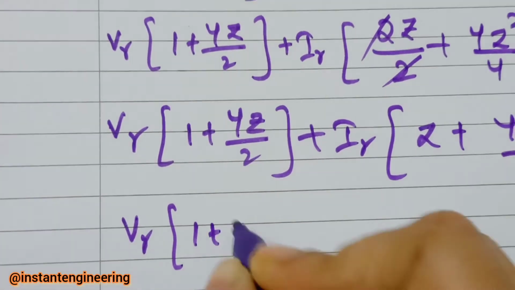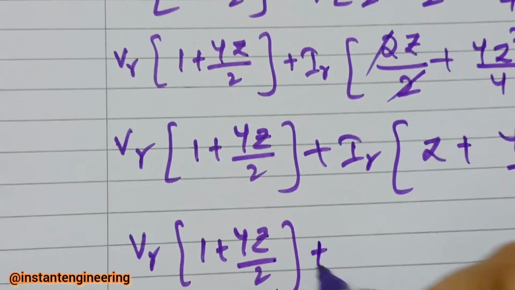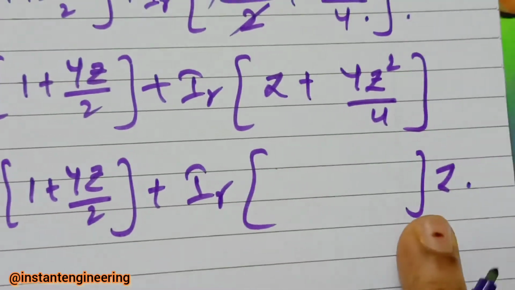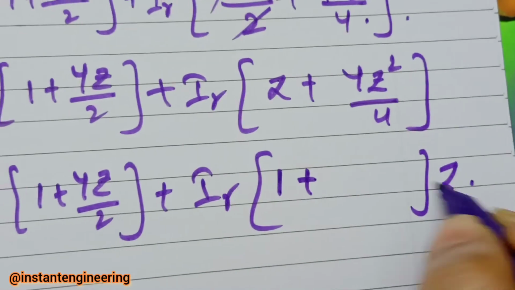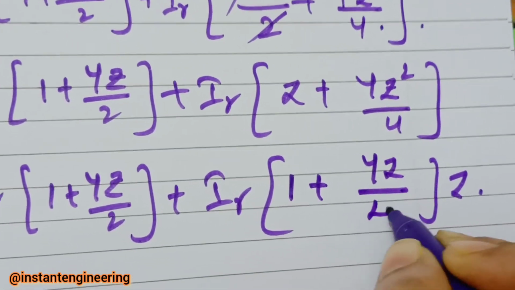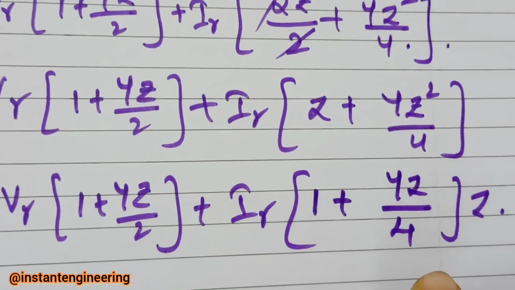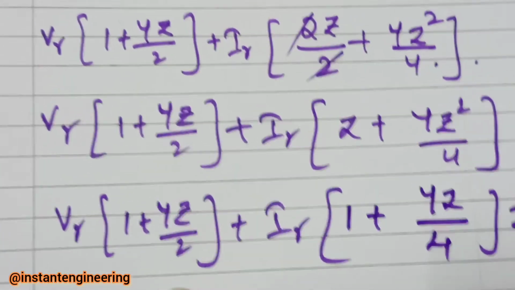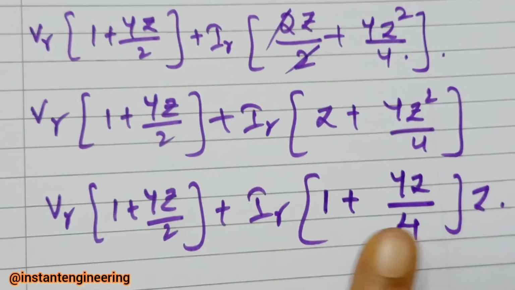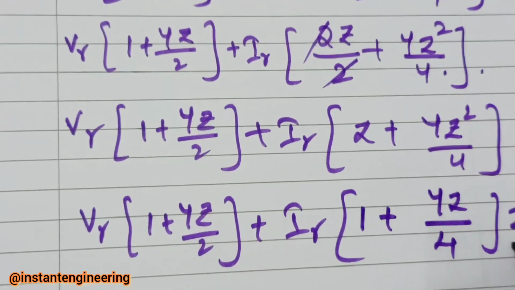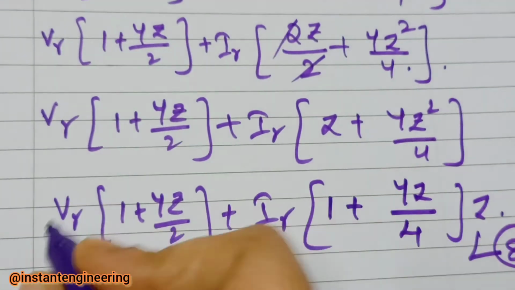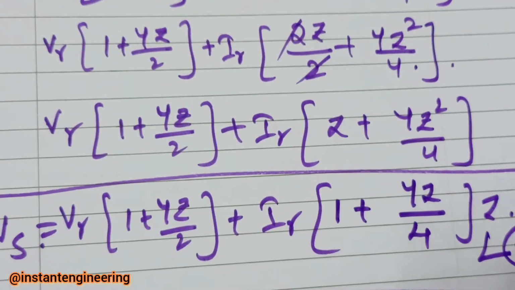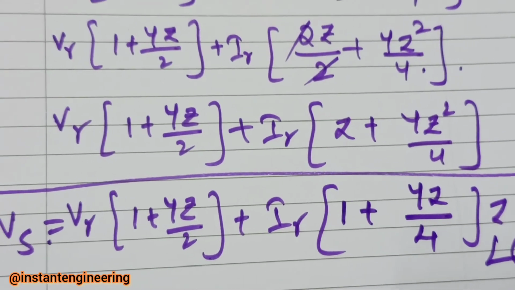If you take VR 1 plus YZ by 2 as it is, IR, and I am taking Z also common here. Alright, so this will be 1, Z is already here, so this will be YZ by 4. This is how you will get it. In your books and all, he wrote this directly. I have shown you clearly over here how you got this line. So this is considered as equation 8. This is Vs is equal to. Okay, you got this right. So this is equation 8.